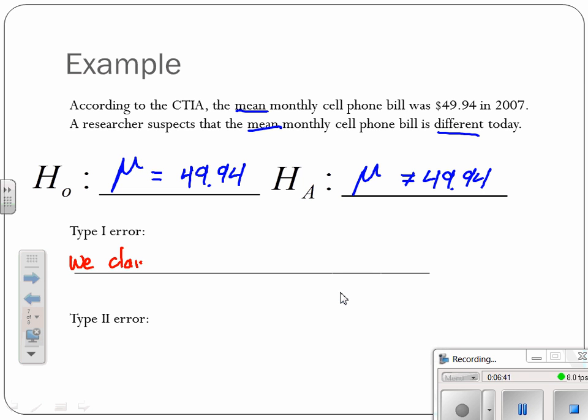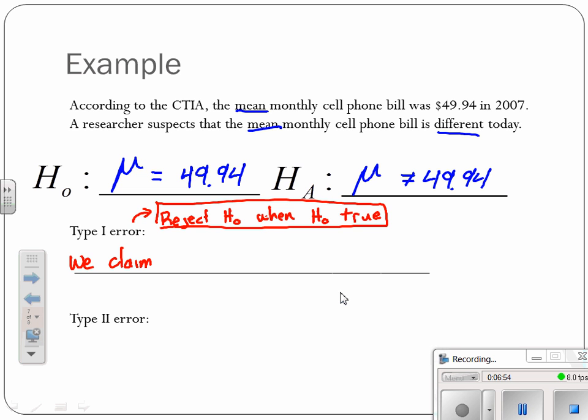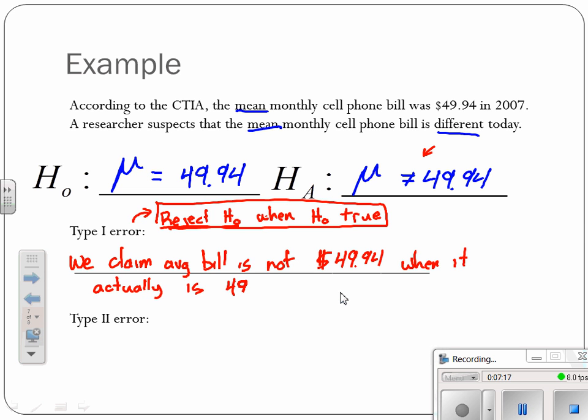Right? So a type 1 error would mean that we reject the null when it was true. Right? That's a type 1 error. So in the context here, we reject the null, that means we think the alternative is true. So we claim the average bill is not $49.94 when it actually is $49.94.